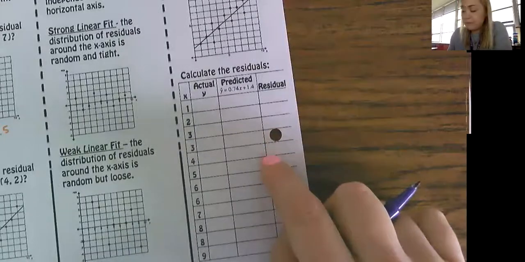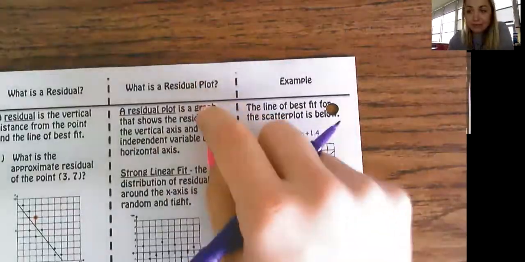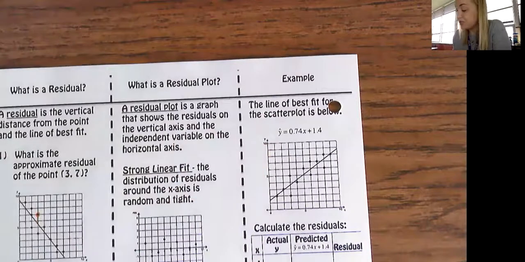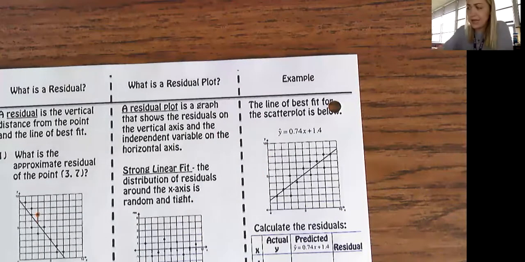In this example, we'll talk about how to find a residual using our actual minus our predicted amounts. So I'm going to go over this middle section because this is super important for answering some of the questions that we have. A residual plot is a graph that shows the residuals on the vertical axis and the independent variable on the horizontal axis.